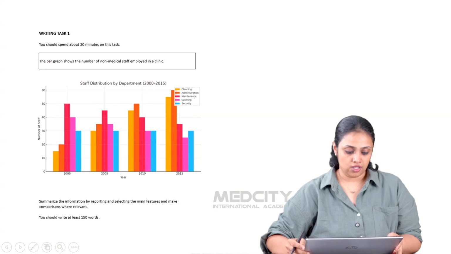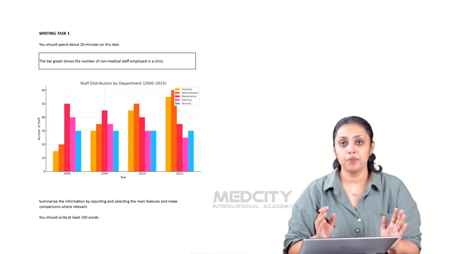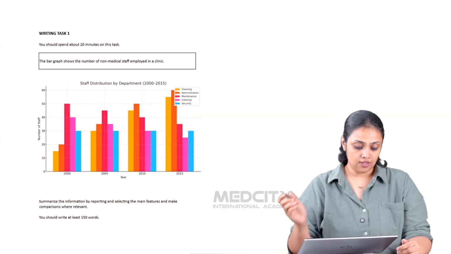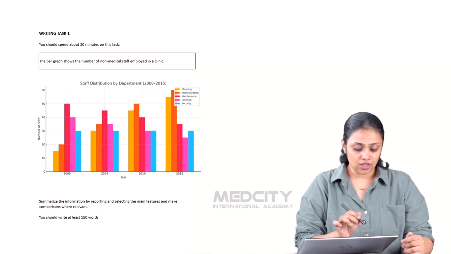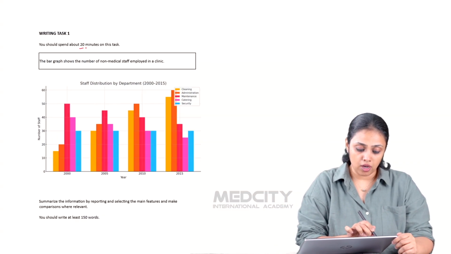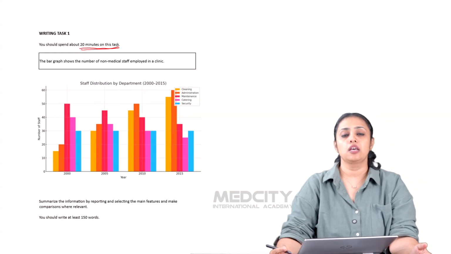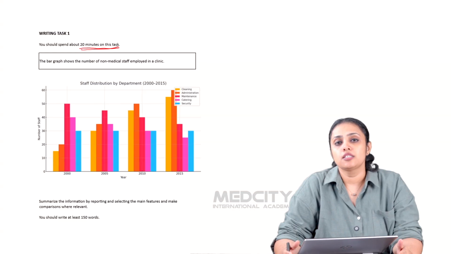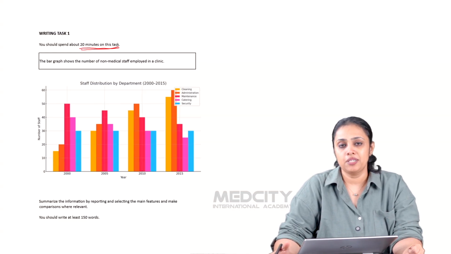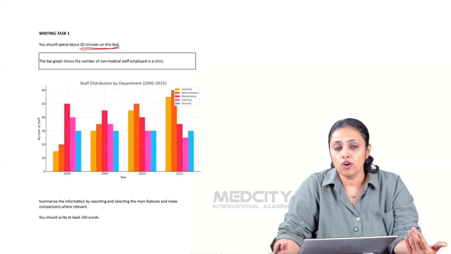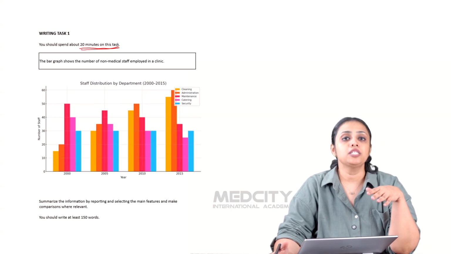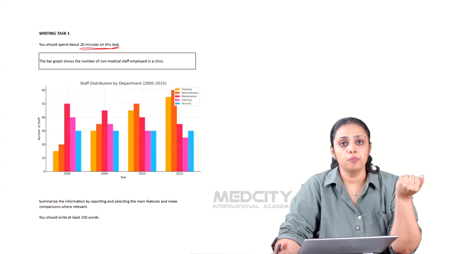Now, you can see on screen, it's a bar graph. Let's read through the instruction first. The instruction says that you should spend about 20 minutes on this task. If you're preparing for IELTS, you would be aware that the total time for your writing subtest is 1 hour, in which you can use 40 minutes for writing task 2, which is essay writing, and 20 minutes for writing task 1, which is report writing.